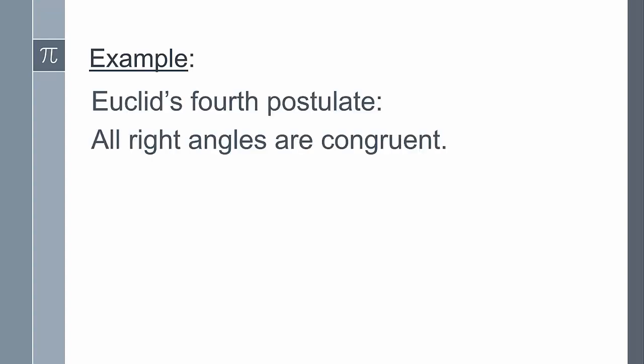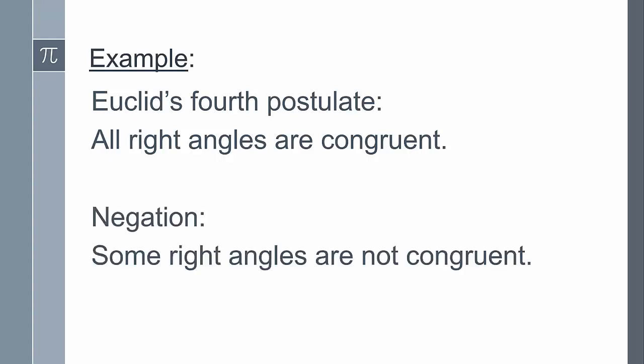So let's look at some examples of negating quantified statements. Euclid's fourth postulate states that all right angles are congruent. This is a universally quantified statement, so the negation of this universally quantified statement will be an existential statement. The negation would be that some right angles are not congruent.